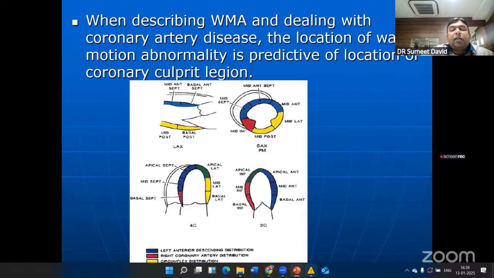So basically there are the left coronary and the right coronary artery. And the left is further divided into the left anterior descending and the left circumflex. And the right is the right coronary. So the pink part is the areas supplied by the right coronary, the blue part is supplied by the left anterior descending, and the yellow part is supplied by the left circumflex.